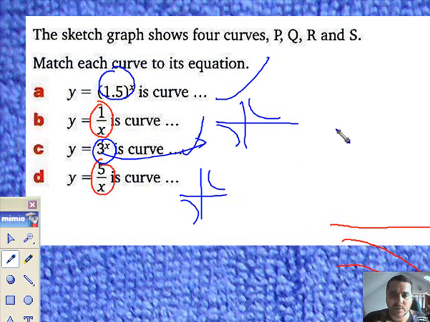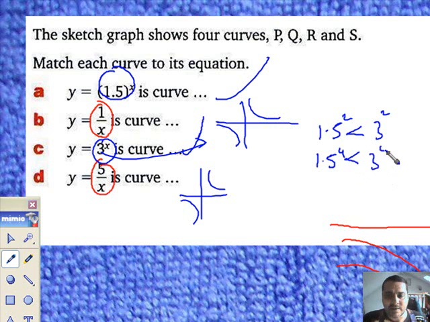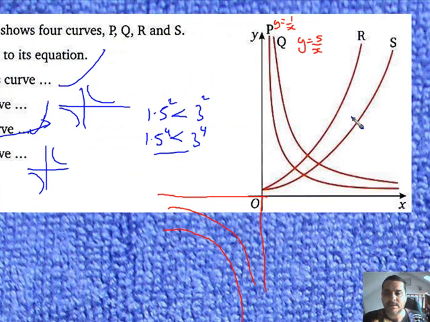So for example, 1.5 squared is going to be less than 3 squared, clearly, because 1.5 is less than 3. 1.5 to the power of 4 is going to be a lot less than 3 to the power of 4. And if you want to work it out just to prove it yourself, you can. But it's logical to assume that. It's obvious in a way. So which one's accelerating away quicker?